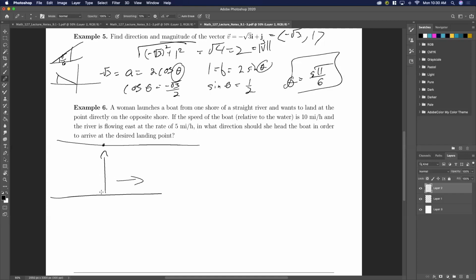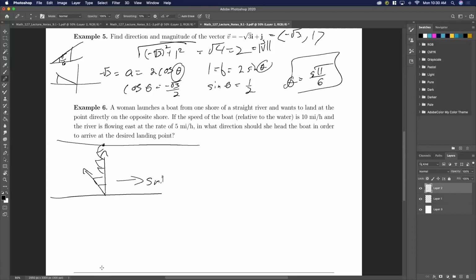So obviously, since the river is flowing at 5 miles per hour, she's going to want to head her boat this way. That way, as she rows this way, the stream pushes her, and pushes, and pushes, and eventually it just ends up equaling out. Does that make sense why we want to do what we're doing?